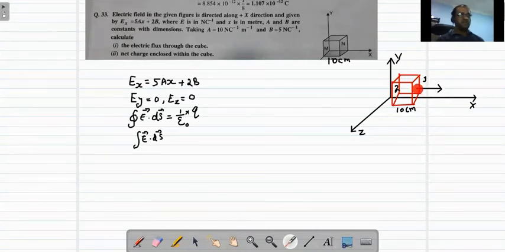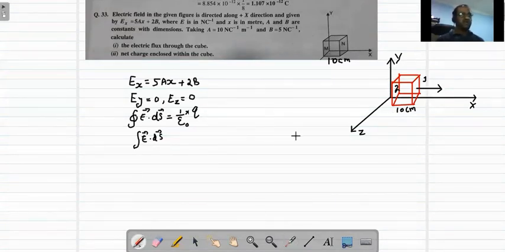Now, if you calculate E dot ds for this surface and this surface and add them together, that will give the total flux, because the others are all 0. So that is the total solution. Now we can start doing it.